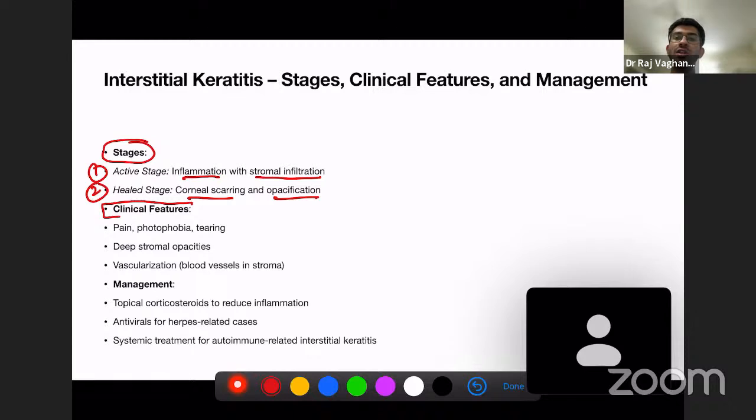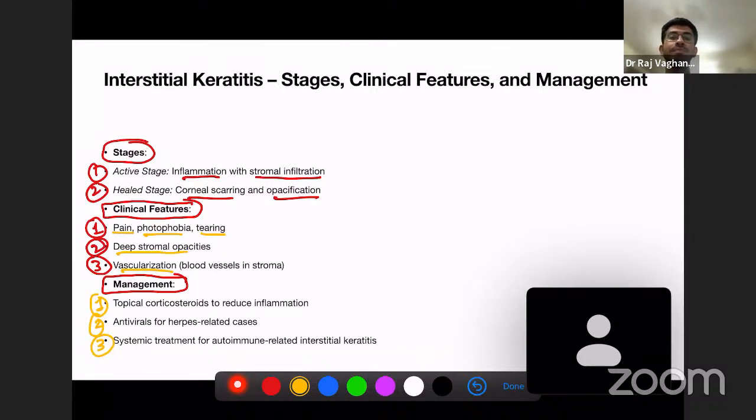So the clinical features include pain, photophobia, tearing, deep stromal opacities, and vascularization. Now, the management part includes topical corticosteroids, antivirals, and systemic treatment.